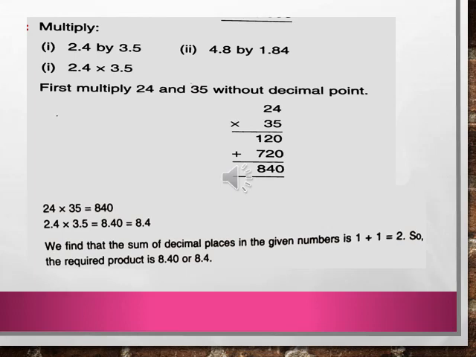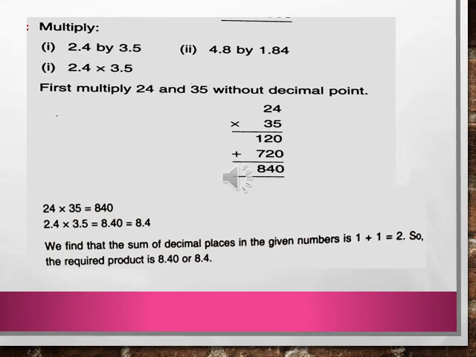Now write the original number. Our original numbers are what? 2.4 into 3.5. See, in both the numbers, the decimal places are after 1. So in 2.4 the decimal place is 1, and in 3.5 also the decimal place is 1. So what will we do? We will see 1 and 1 means 2. So in the new answer, that is the product of these two numbers, we will give the decimal point after 2 digits. Why is it? Because 2.4 means 1 decimal place and 3.5 means 1 decimal place is there. So 1 and 1 becomes 2.